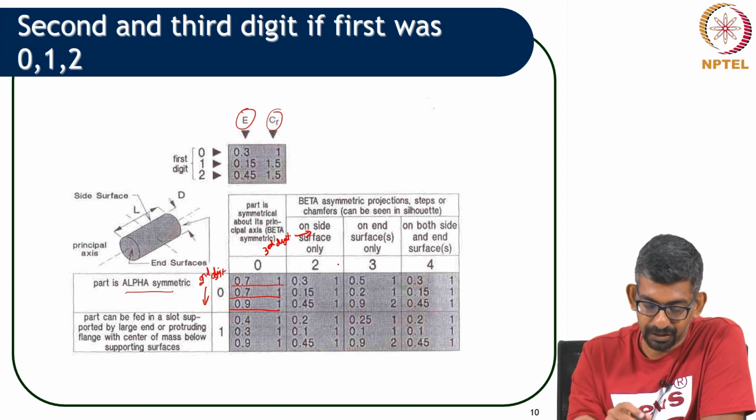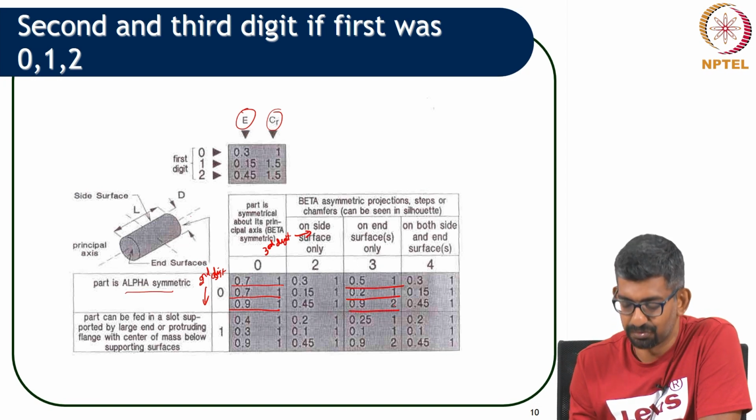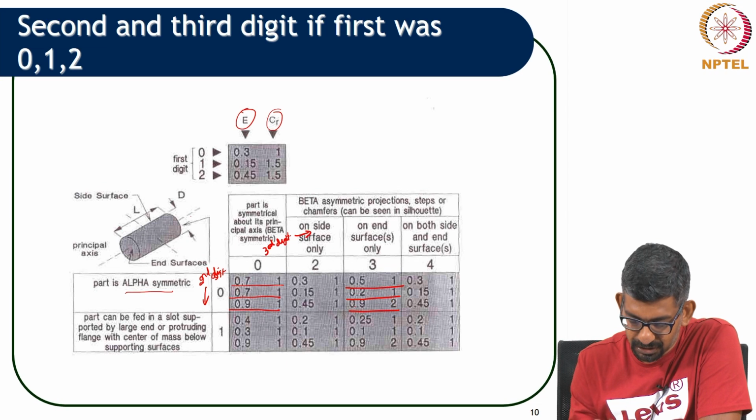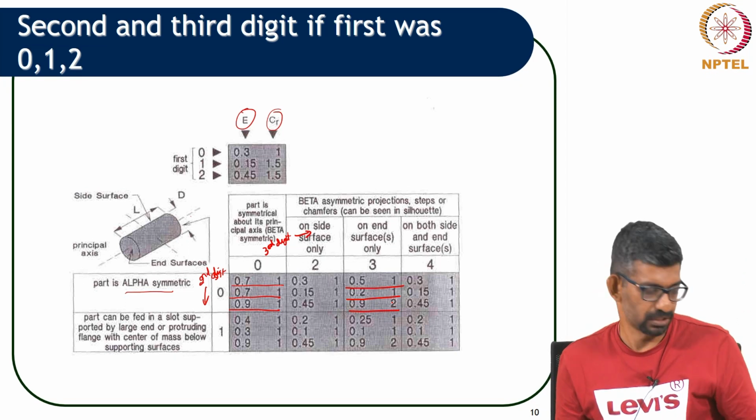Which one would you choose? That depends on the value of your first digit. If the value of your first digit was 0, then you choose this one. If it was 1, you select this one. If it was 3, you choose this one. What are these 2? The first one is E and the second one is CR. Once you have this, you can go back and estimate what your cost is.